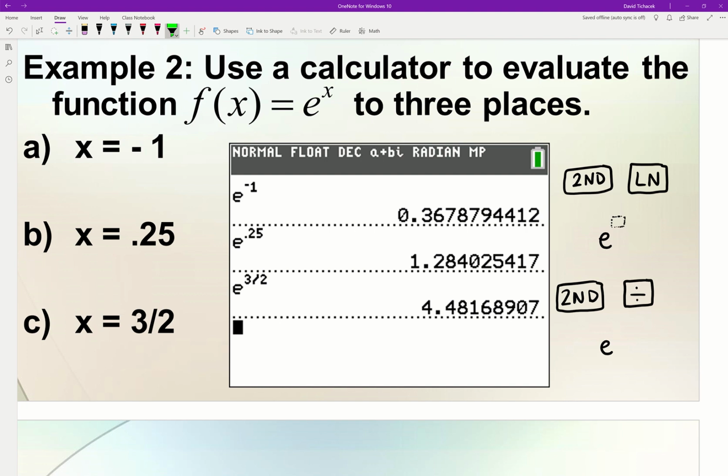So in the calculator, in the TI-84, all you have to do is press second and then your LN button, and that will give you e to the power of something. That's how you're going to be able to do these examples, and that's how I punch them in to see the screenshot right here.